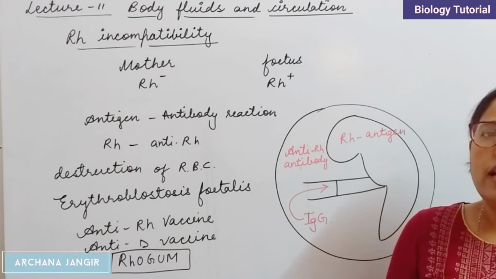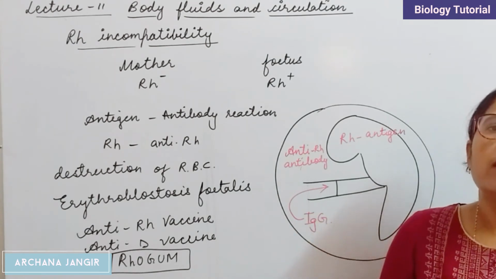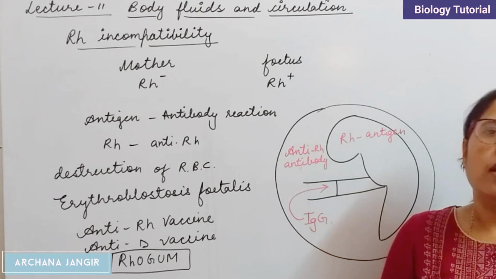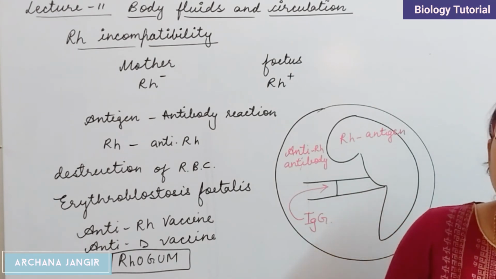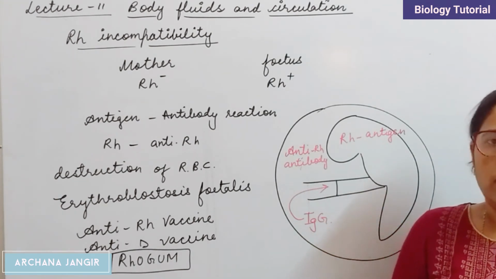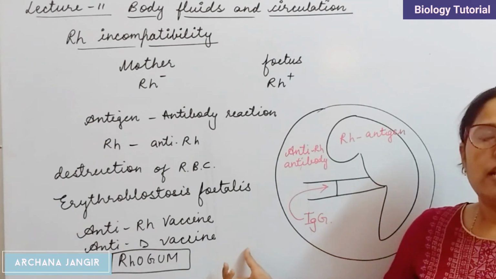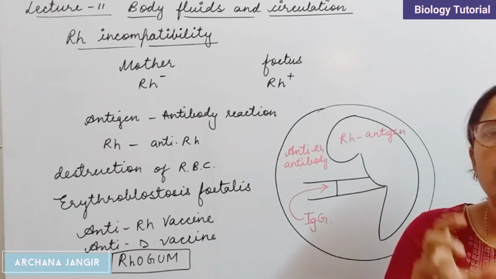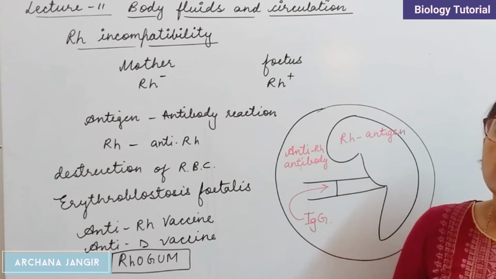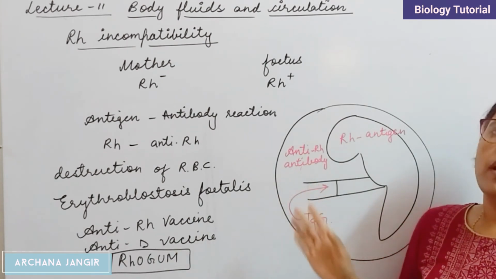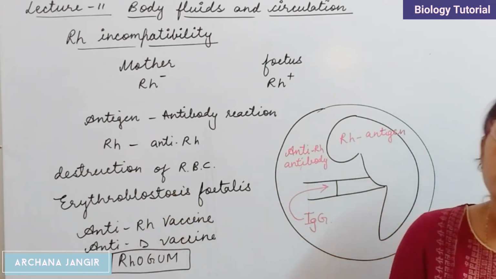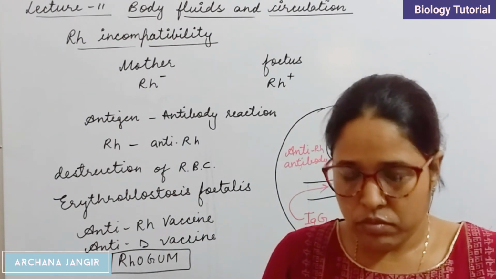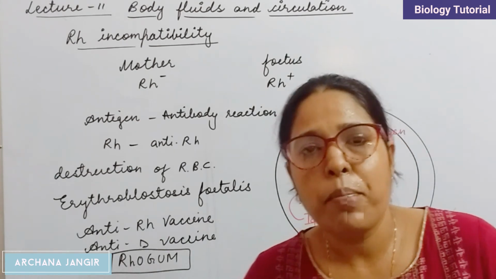Clear? So that when the mixing of blood takes place, at that time the mother's body cannot prepare the antibody against Rh antigen. So this vaccine has to be given to the mother at the time of delivery of the first child. This will prevent complications in consequent pregnancies. Clear? So this is about the Rh incompatibility.